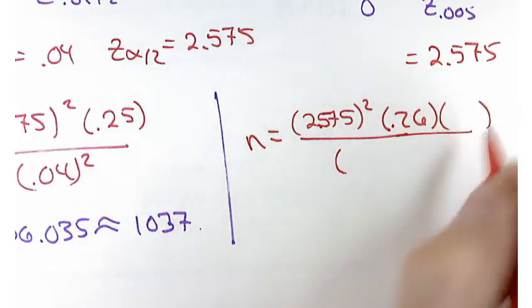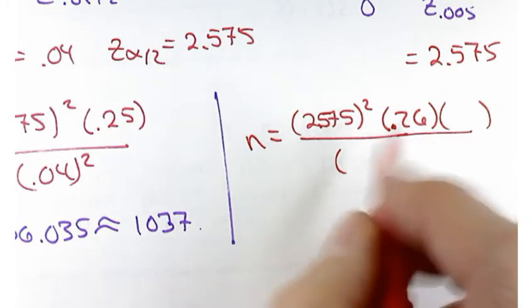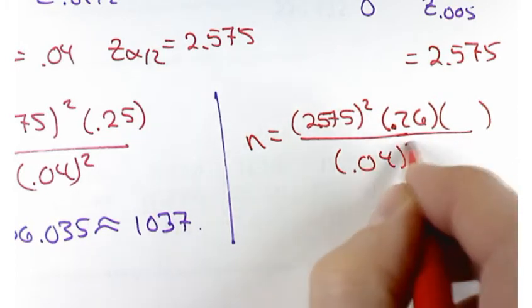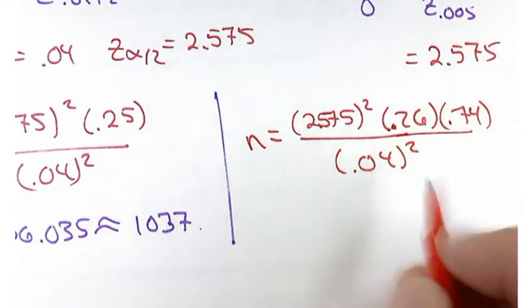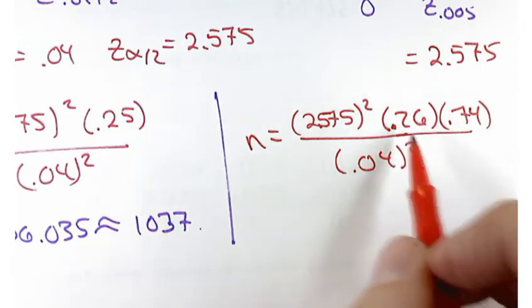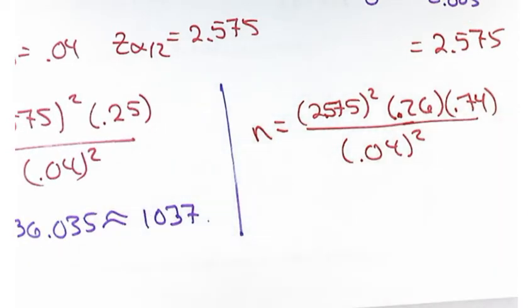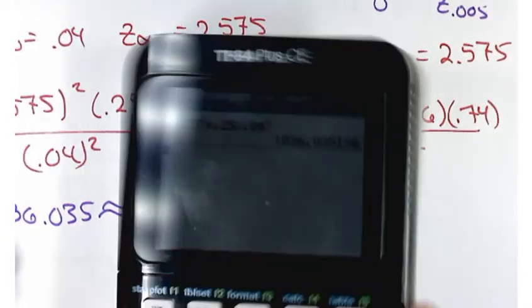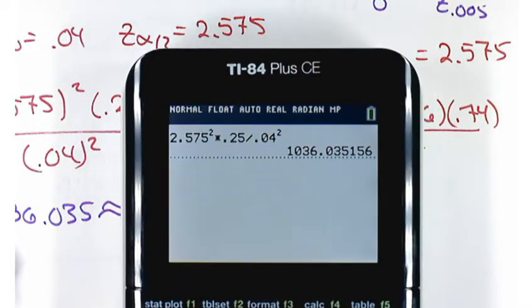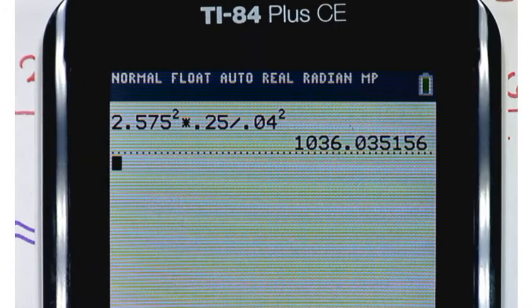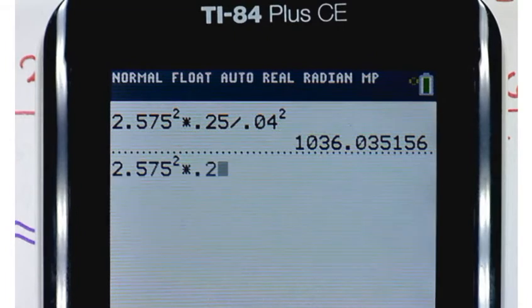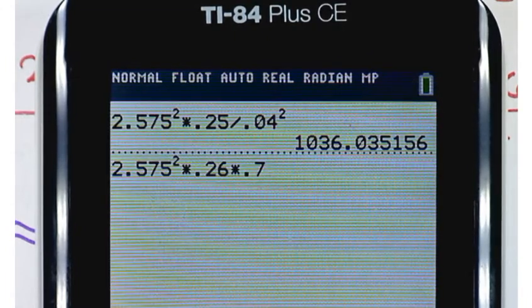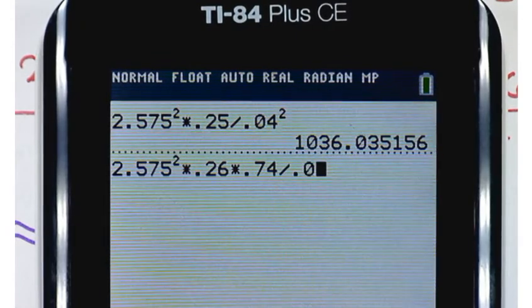What's q hat going to be? If p hat is 0.26, what's q hat going to be? Angela, thank you. 0.74. Q hat is 1 minus p hat. Let's put this one in our calculator and compare it to our results from the previous one. Knowing some information is going to help us out a lot in this one, I think. So 2.575 squared times 0.26 times 0.74 divided by 0.04 squared.